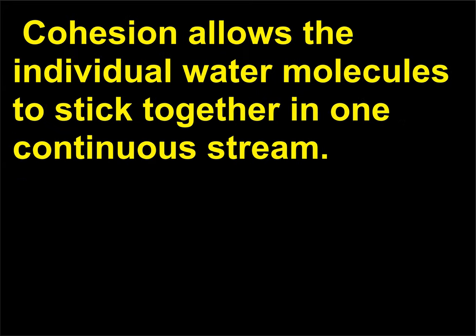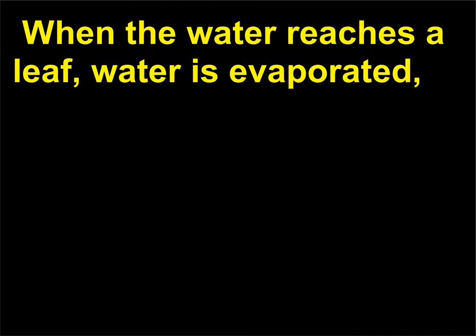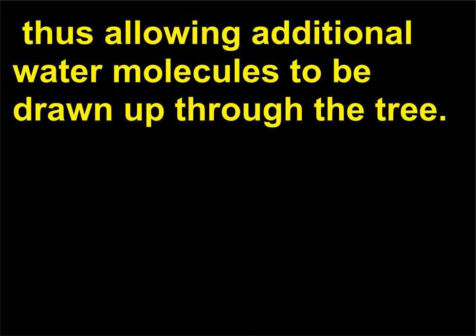Cohesion allows the individual water molecules to stick together in one continuous stream. Adhesion permits the water molecules to adhere to the cellulose molecules in the walls of xylem cells. When the water reaches a leaf, water is evaporated, thus allowing additional water molecules to be drawn up through the tree.